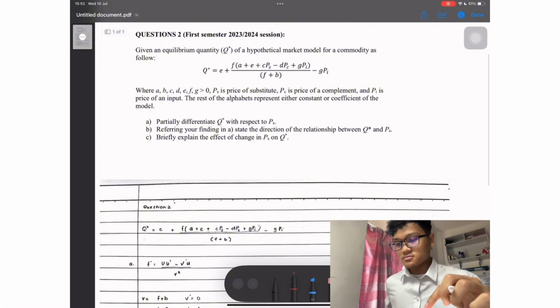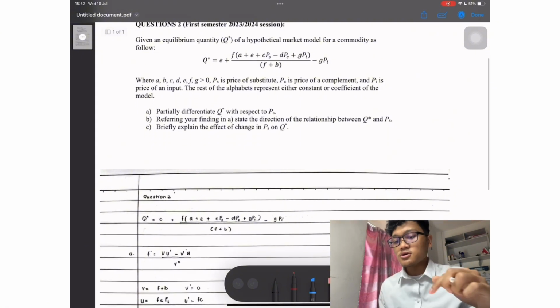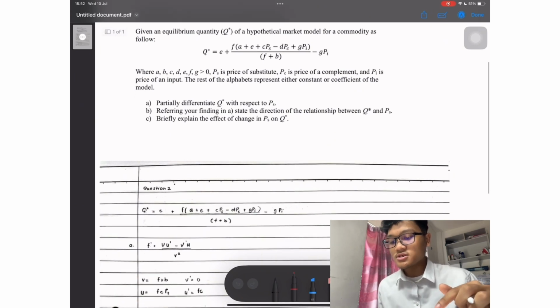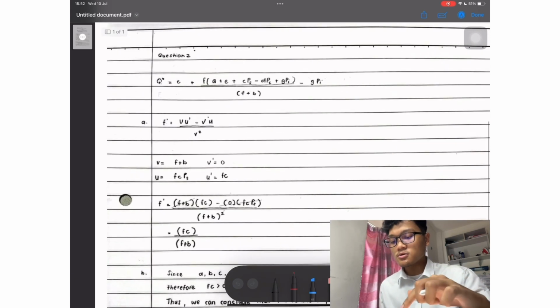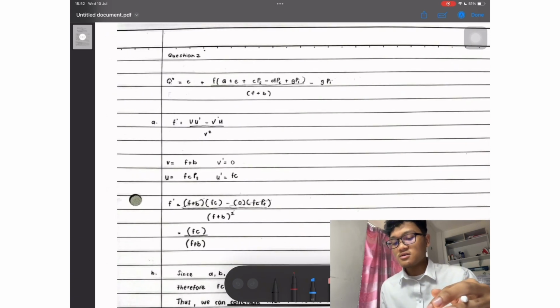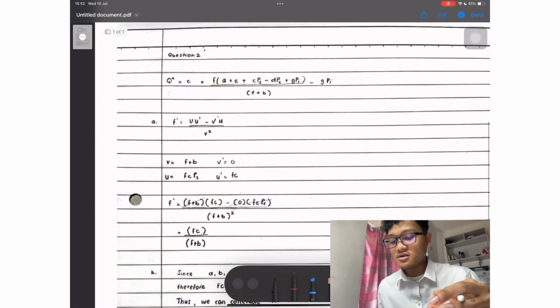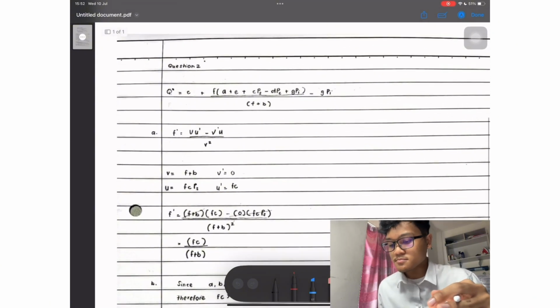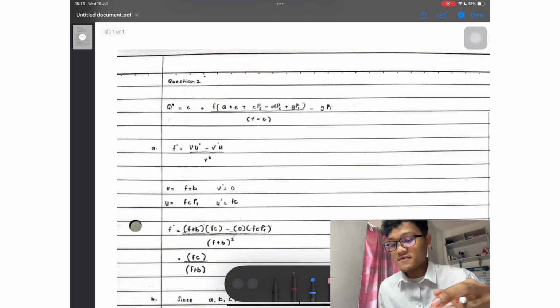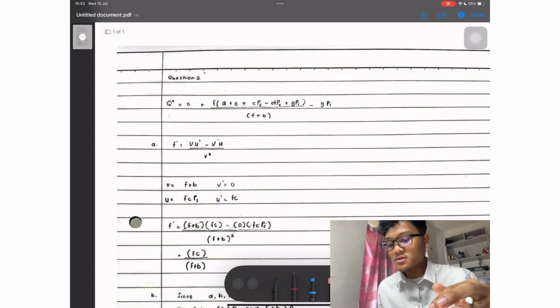So the first question is, given an equilibrium quantity Q of a hypothetical market model for a commodity as follows. The first question is to partially differentiate Q with respect to PS. So we divide the Q equation into V and U, V inverse and also U inverse, which means differentiate. So V will be F plus B and U will be FCPS.